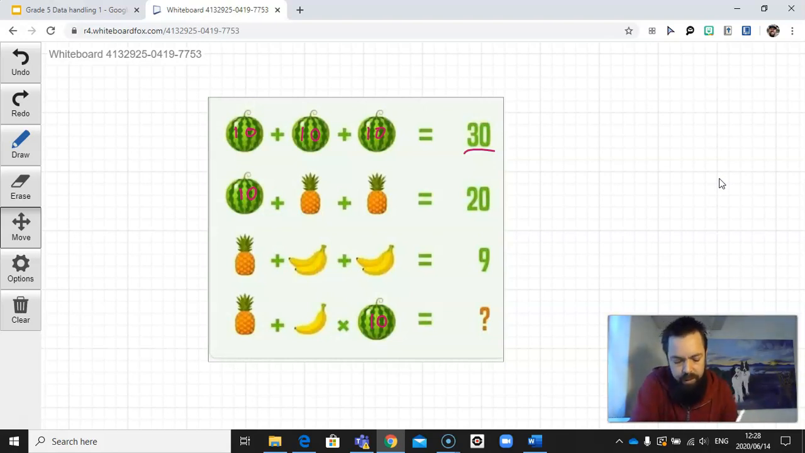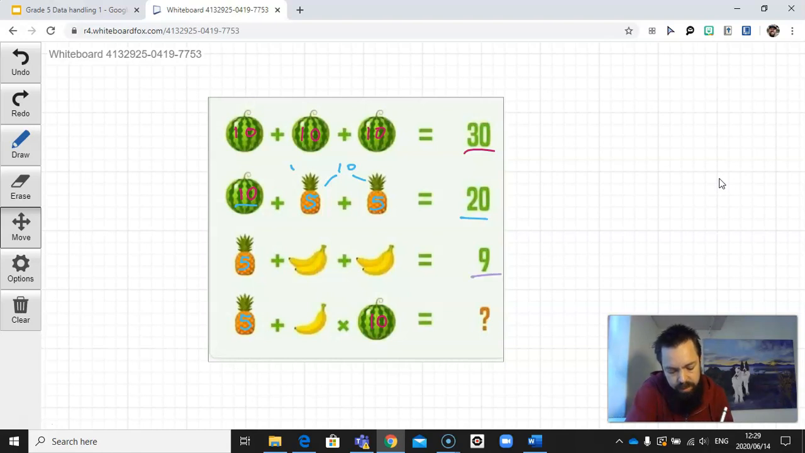Next step is to work out the pineapples. So my total for the second line comes to 20, but I've already used up 10 of those with the melon. So I've got another 10, so 10 plus 10 will give me 20, to share out between the two pineapples. So 10 shared equally into 2 gives me 5. So now I know that each of the pineapples is worth 5. On to my bananas.